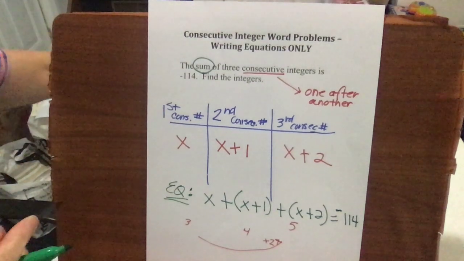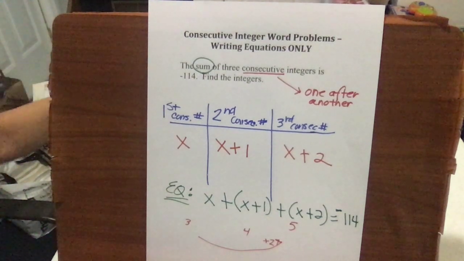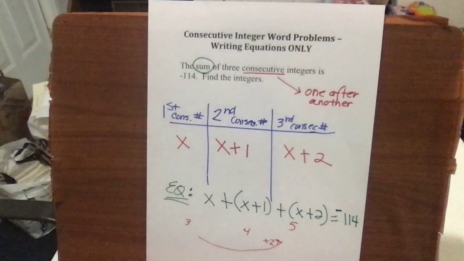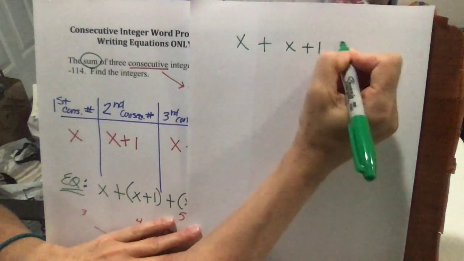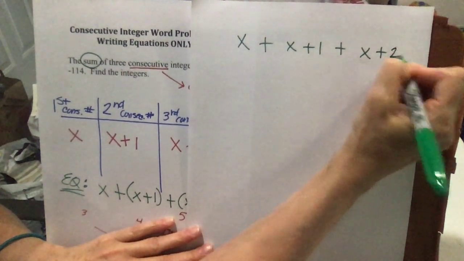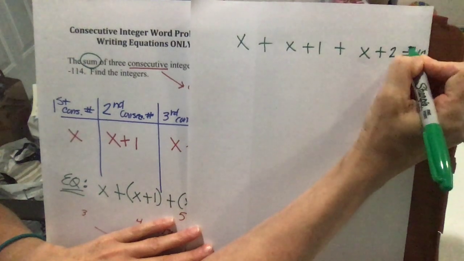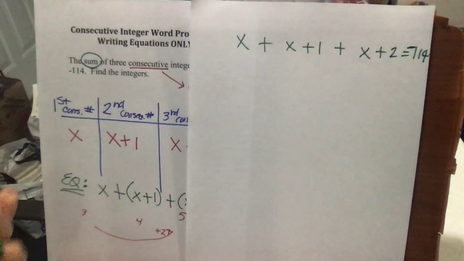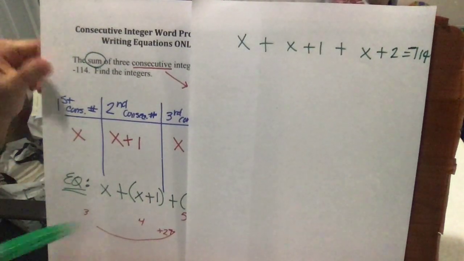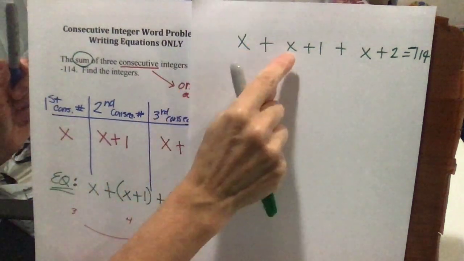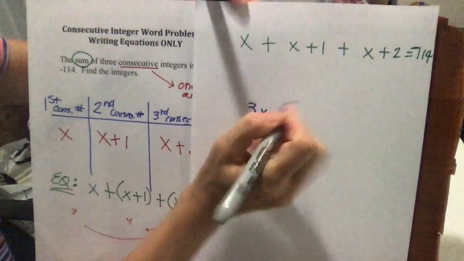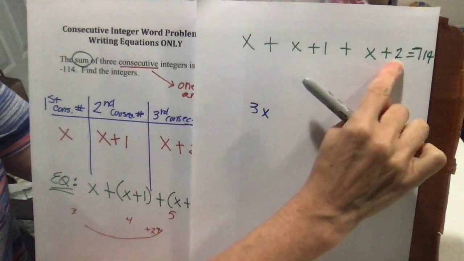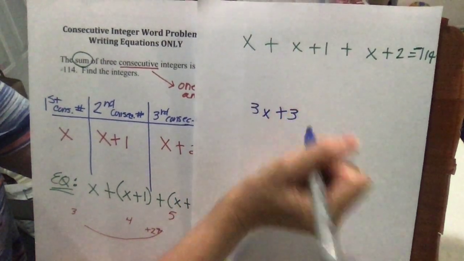I'm going to take another sheet here so that we can clean it up a bit. So we have x plus x plus 1 plus x plus 2 equals negative 114. Now, if you know how to combine like terms, we have 1, 2, 3 x's, and we have a plus 1 and a plus 2, which is plus 3.